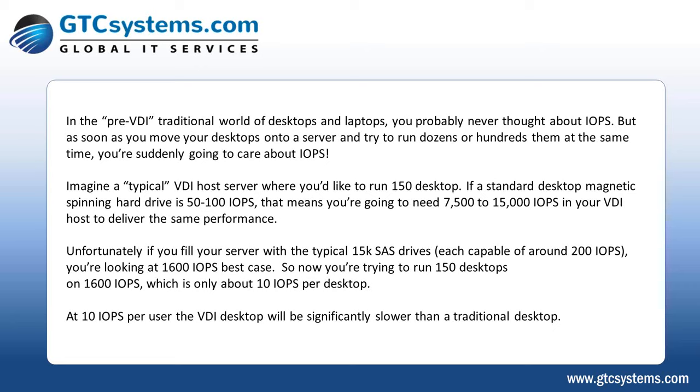And you might get away with that at first with a few people, the receptionist and a couple of others, but as you get some power users on there who really start using IOPS, you're going to start having a problem. If you look at a typical server loaded up with SAS drives, you're going to get 1,600 IOPS in the best case, local on that server. If you get 150 users on there, like we target, usually between 80 and 150 users per host, you're basically going to drop down to about 10 IOPS per desktop, and things are really going to slow down, and people are going to notice.